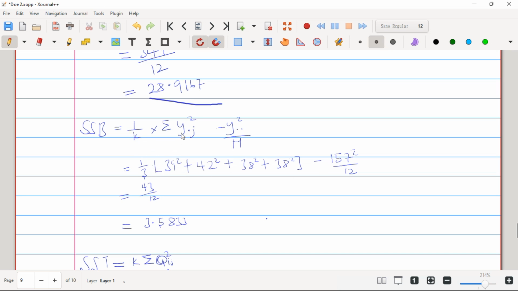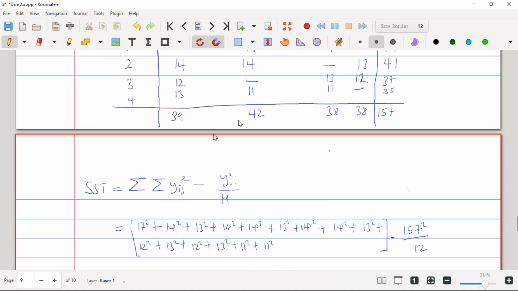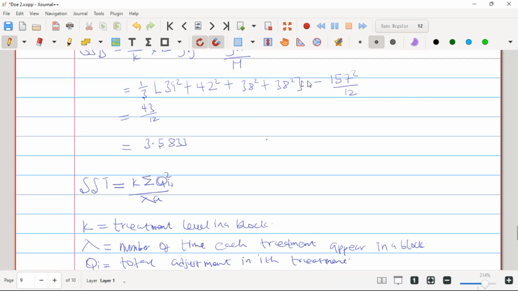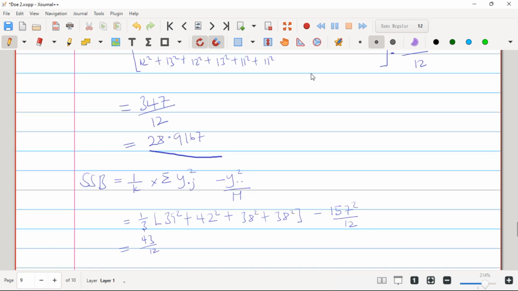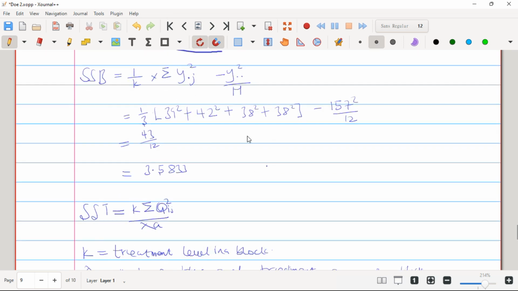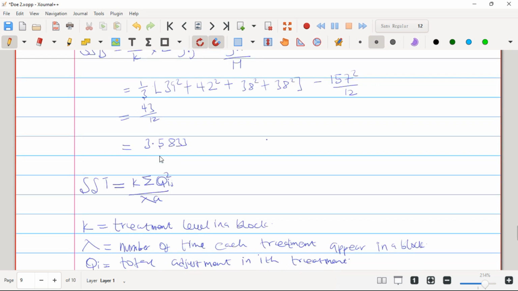Bracket open, that is the summation all square. So 39 square plus 42 square plus 38 square plus 38 square. That was what we got here, right? So we are going to just square and then add, minus our y dot all square divided by n. That's 157 square divided by our 12. So once you add all this and subtract this one from this one, I'm going to get 43 divided by 12, of which our answer for the block will be 3.5833.